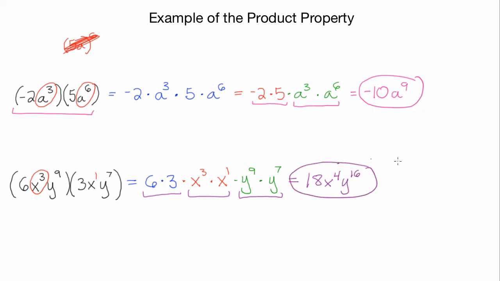So there we go. We've just simplified two different expressions using the product property, recognizing that we add the exponents of numbers or variables being multiplied. So hopefully this is helpful for you as you're working on taking expressions and examples with exponents and being able to simplify things down and make them cleaner and easier to work with.